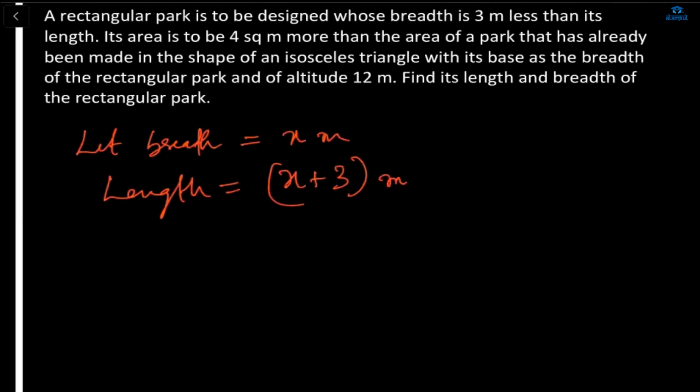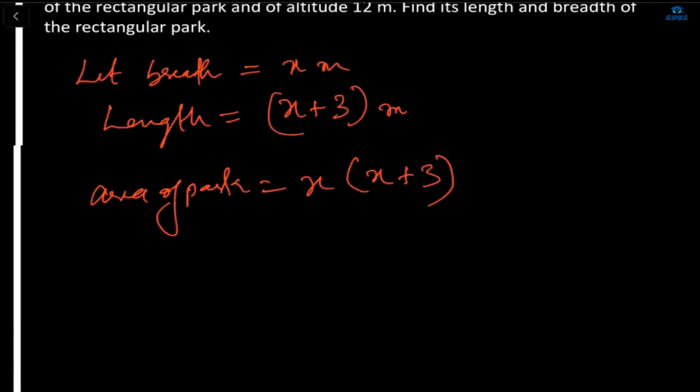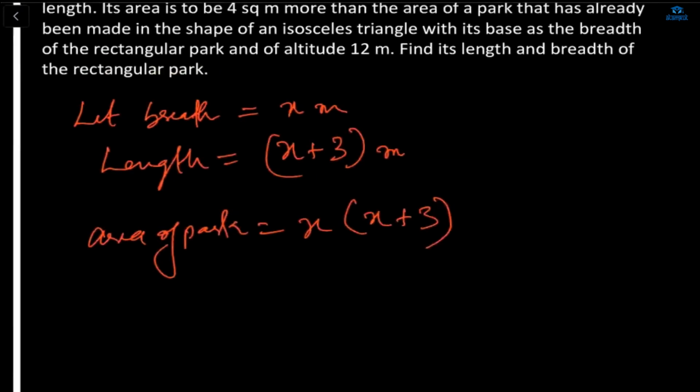Now what will be the area of the park? The area of the rectangular park is equal to length into breadth. So according to you, it will be x multiplied by x minus 3. Now what will be the area of the triangle? It is an isosceles triangle with its base as the breadth. Keep the same value of breadth that you have taken, Shazan.